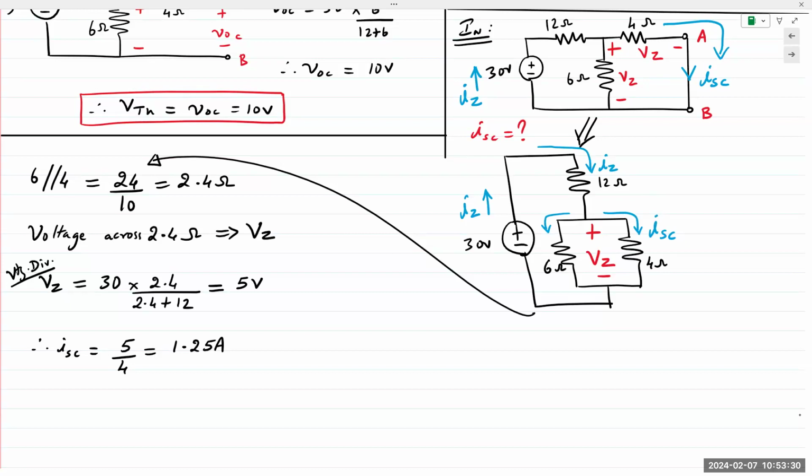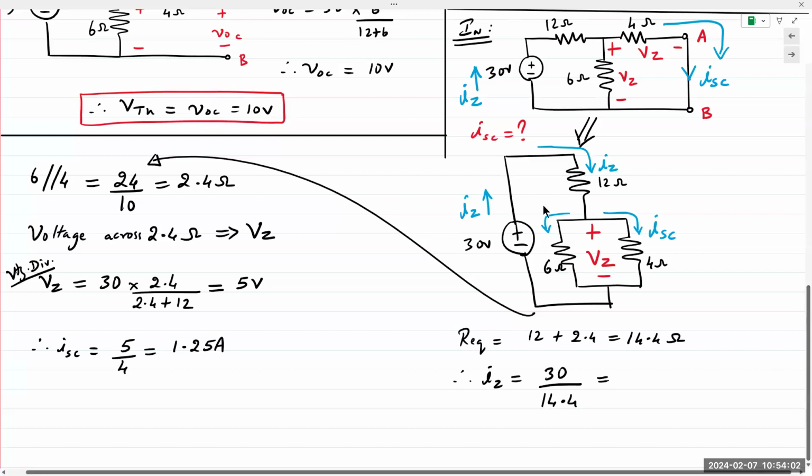And so I'm going to verify my answer by applying current division, series parallel analysis. So if I wish to find IZ, I could reduce the entire circuit down to one single resistance. And my total REQ in this case would be 12 plus 2.4, which is 14.4 ohms. So my total IZ is 30 divided by 14.4, which gives me, I think it is 2.0833.